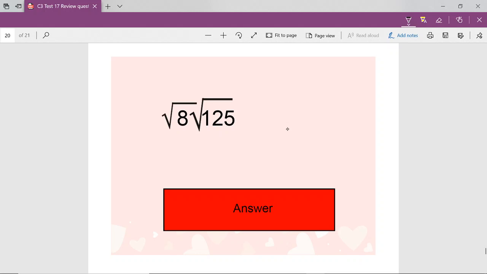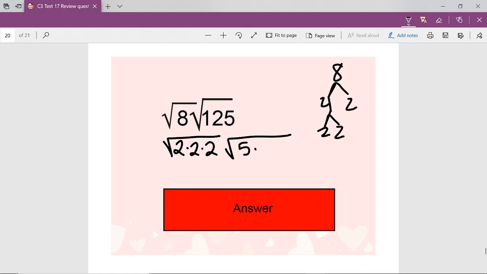All right, and last one. Lots of ways to go about this. You could multiply these two radicals together first, or you could go ahead and put them in their prime factorization. That's what I would do. And I would say the square root of 8 is 2 times 2 times 2, going from my factor tree of 4 and 2 with 2 and 2. And then 125 is actually 5 times 5 times 5, and you can check that out.